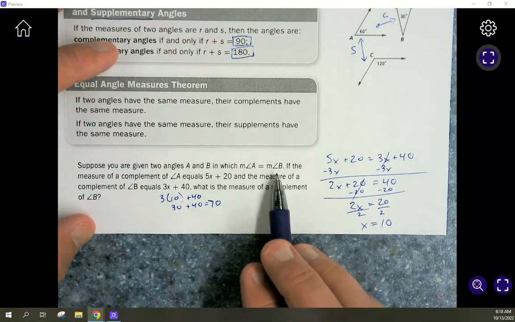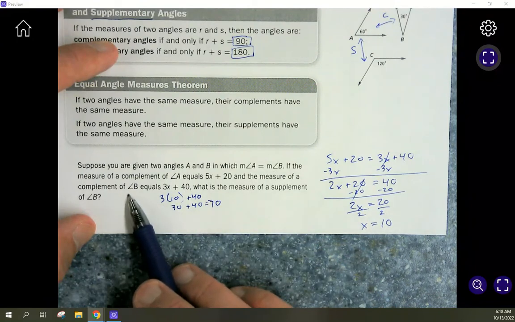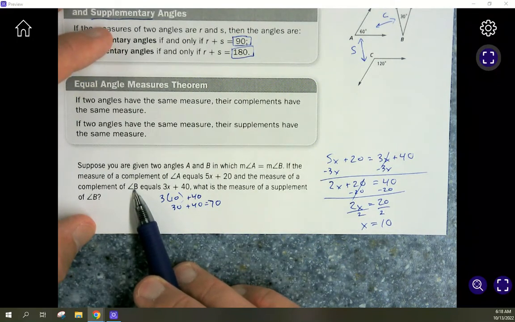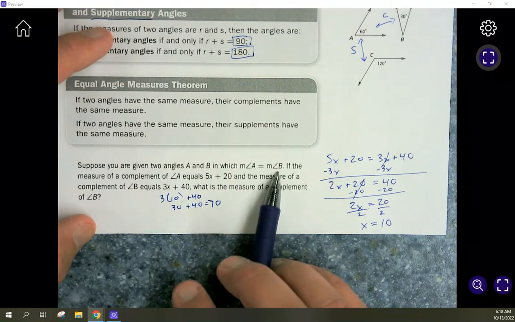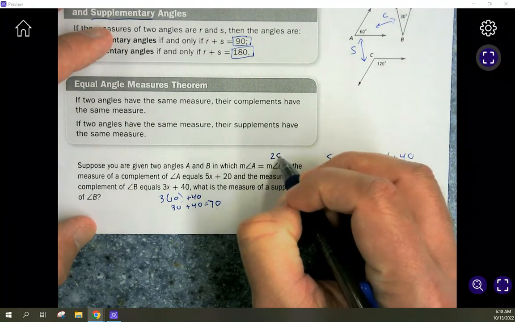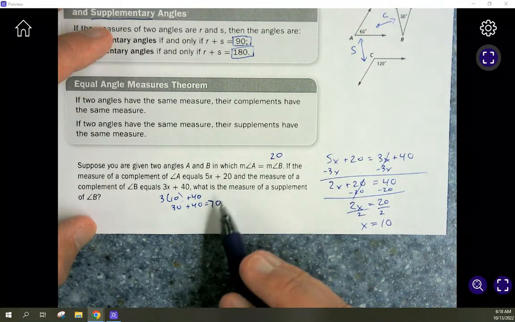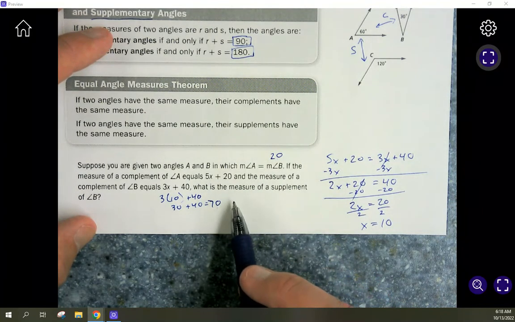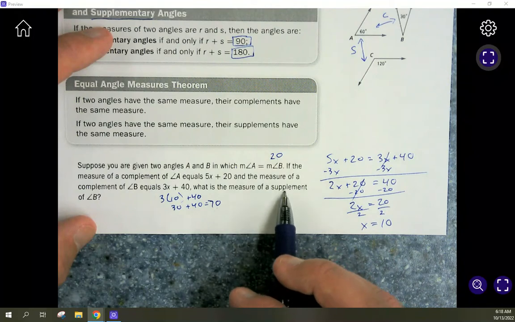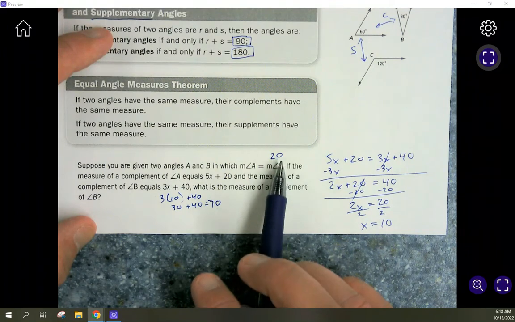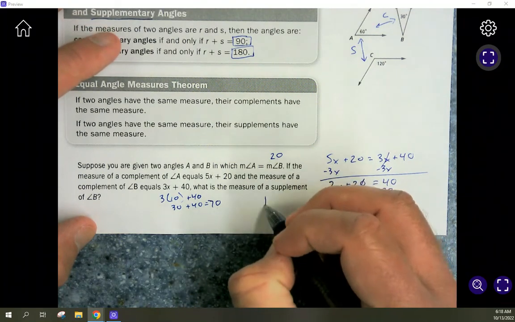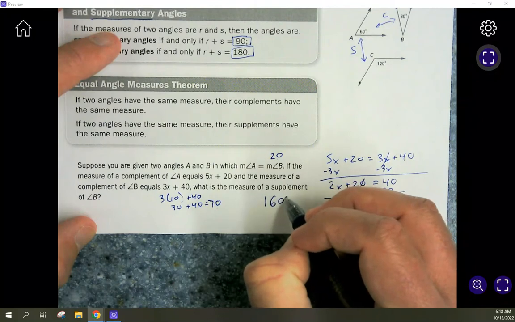Now that's not the measure of angle B, that's the complement of B. Complements add up to 90. So if the complement of B is 70, that means B has to be 20, because 20 plus 70 is 90. Now that I know that, I can find the supplement of B. That's the angle that adds up with it to equal 180 degrees. So if this is 20, the supplement has to be 160 degrees.